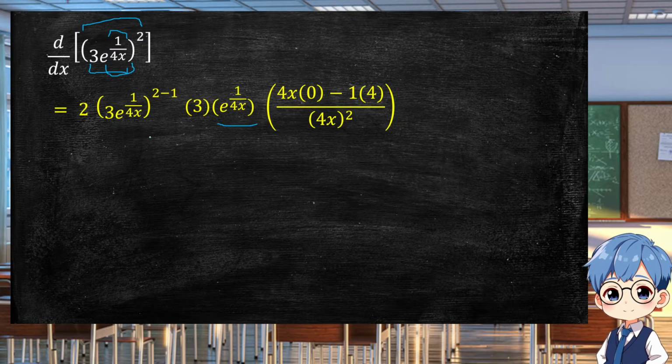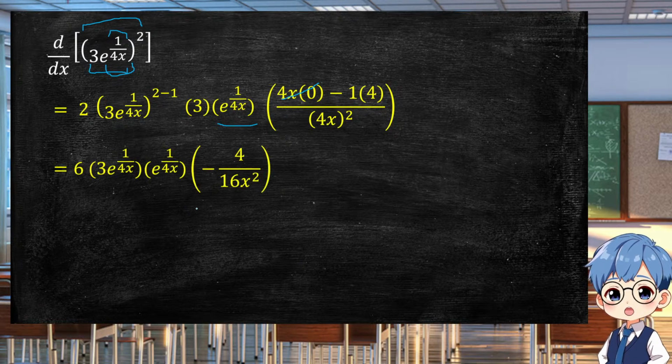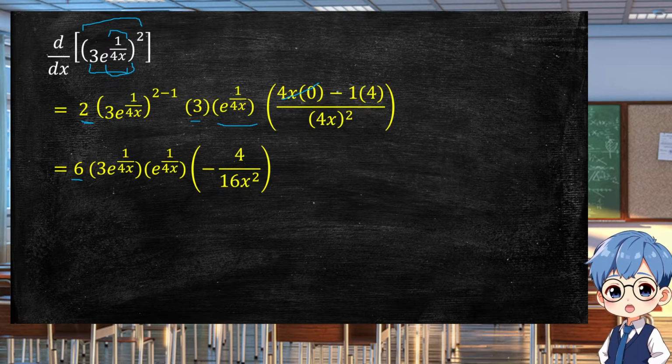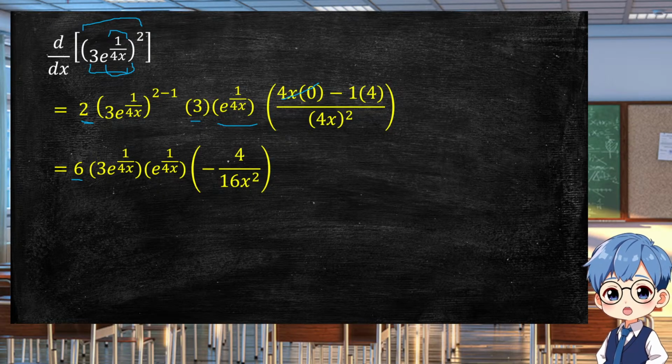Okay, so let's see if we can simplify further. Of course, this is just 0, for 4x times 0 is just 0. So we can multiply first 2 and 3 here. Again, we can multiply the constants if you can see it already, but let's just do it one step at a time. So 2 times 3 is just 6. So we get 3 times e to the power 1 over 4x times e to the power 1 over 4x times, of course, here we have negative 1 times 4, which is just negative 4. Then we have over 16x squared.